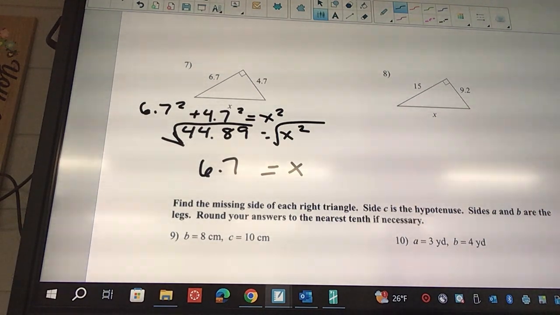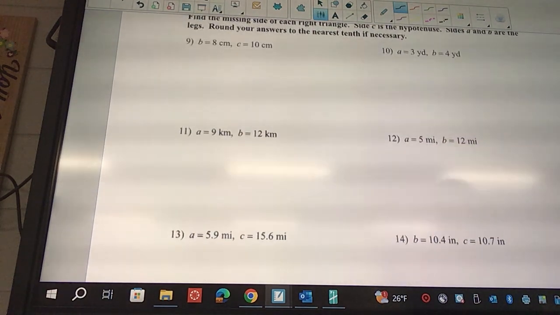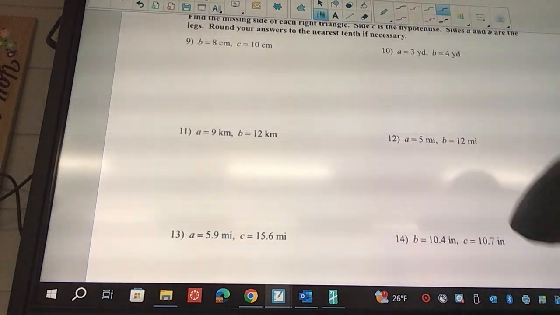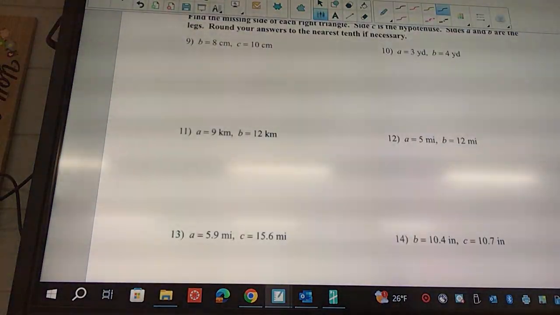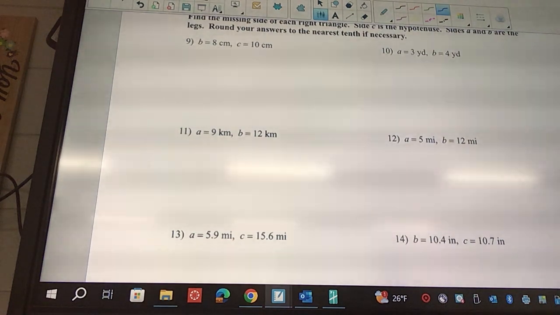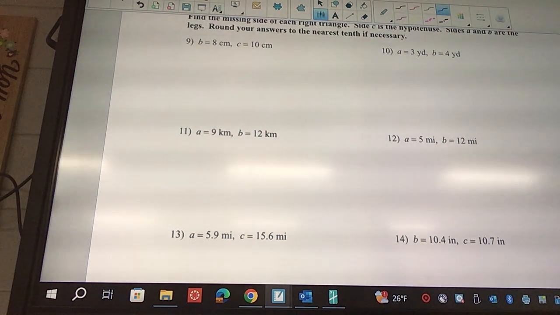Okay, so it's like 6.7. Maybe she did it wrong, maybe not. I don't know. Don't care. Okay. The next part, it's giving us the A, B, and C. Okay, or it's missing either A, B, or C. Okay. And then we just need to find whatever missing piece.